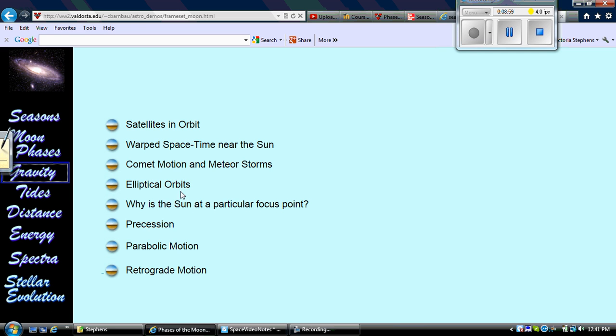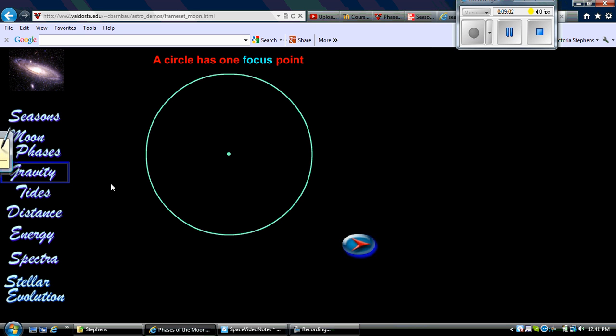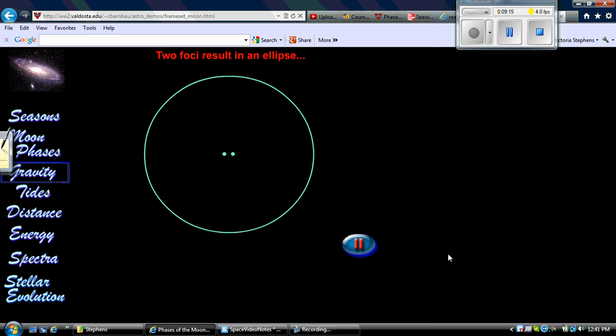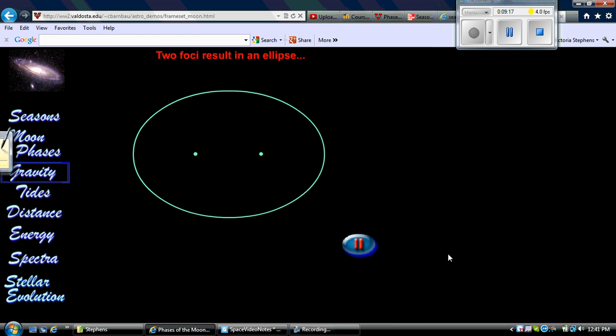Okay, another thing we're going to look at is why do we have elliptical orbits? A circle is when you have one focus in the center, and that creates the same distance from that focus, so that creates a circular orbit. However, we do not have a circular orbit, we have an elliptical one. That's when there are 2 focuses, the sun and the planet. So we create an elliptical orbit.